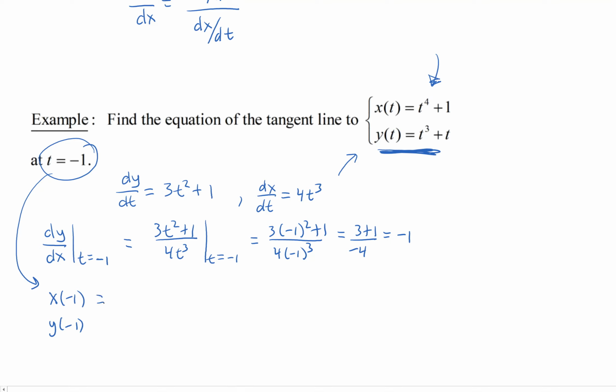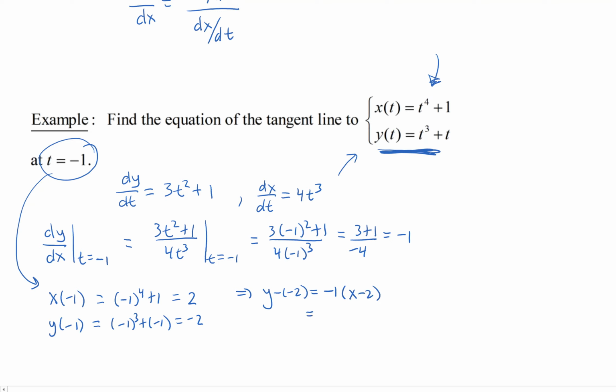So plug in -1 into x, I get (-1)^4 plus 1, that's a +1 plus 1, which is a 2. And then plug in -1 into y, that's (-1)^3, and then plus a -1, that's -1 minus 1, which is -2. And so using the point-slope formula and the ordered pair we just found, (x, y), we get y minus a -2 is equal to the slope, -1, times (x minus 2).